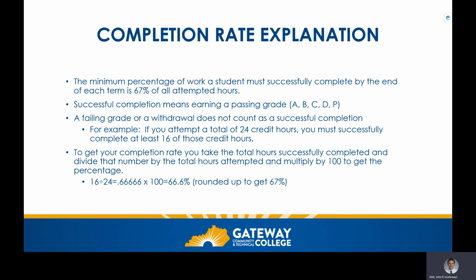To get that completion percentage, students can take the total hours they've successfully completed, again, the classes that they've passed, and divide that number by the total number of credit hours they've attempted and multiply by 100 to get that percentage. In the example that we mentioned before, 16 divided by 24 equals 0.66, times that by 100, 66.6%, we round that up and that's 67%. Again, students must successfully complete at least 67% of their courses in order to stay in good standing for SAP.